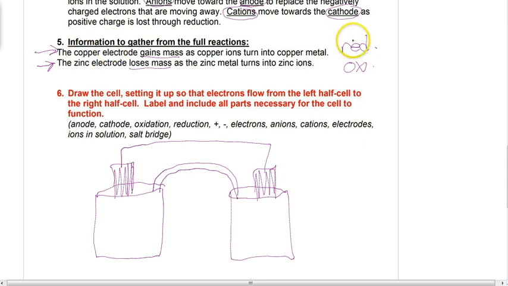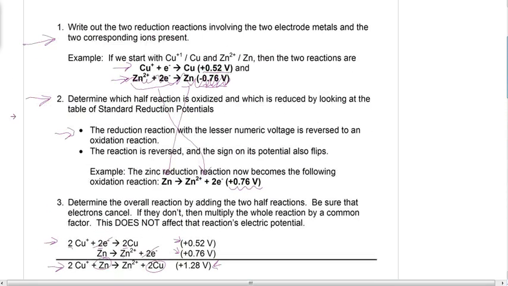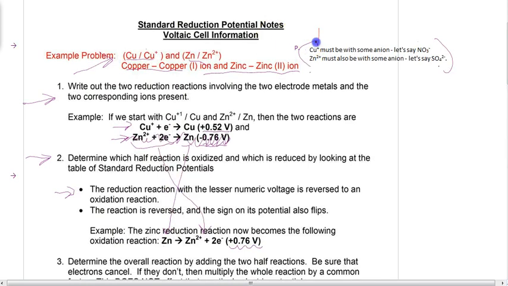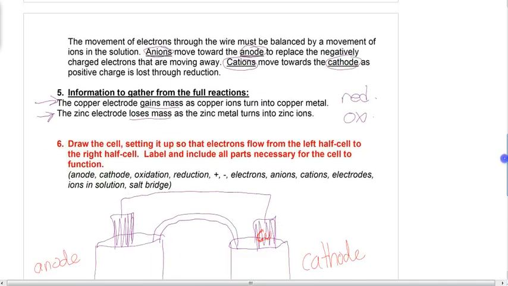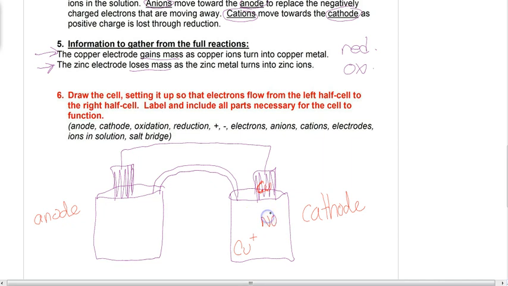Let's see what we could also label here. We said that copper was being reduced, and so that is our cathode. And I like to draw my cathode on the right and my anode on the left. So let's label the copper as our cathode, and in our beaker we'll have copper ions, as well as, remember up here at the beginning when I said we had to talk about the copper being balanced by something negative? Let's put nitrate ions in there. There'll be nitrate ions.